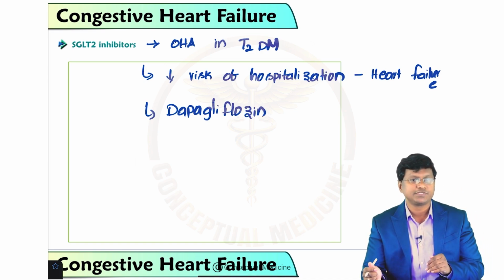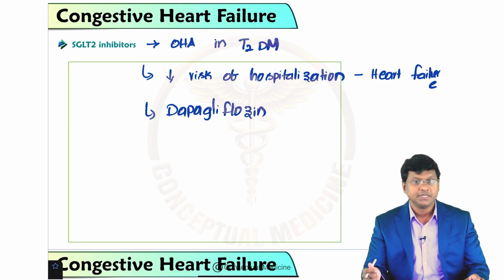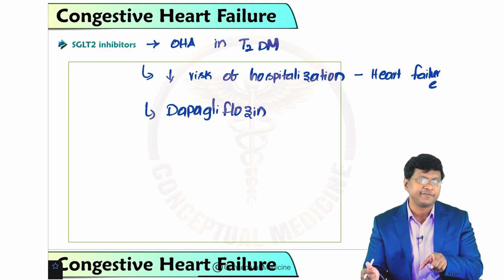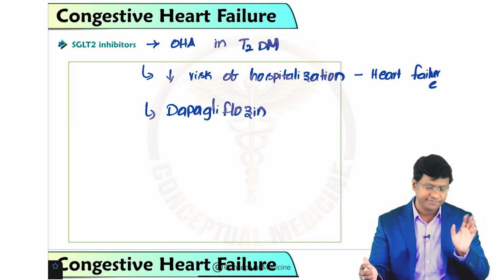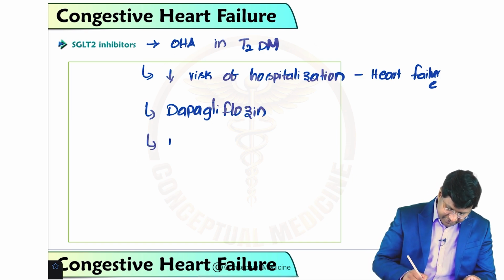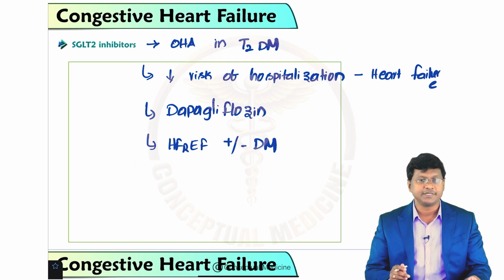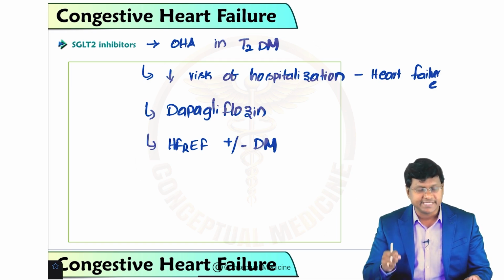So dapagliflozin reduced the risk of hospitalization for heart failure and cardiovascular deaths. This is given in patients with heart failure and reduced ejection fraction. So this is a preferable drug in heart failure with reduced ejection fraction with or without diabetes mellitus. Thus, for patients with diabetes at risk for heart failure, SGLT2 inhibitors may be a good choice.